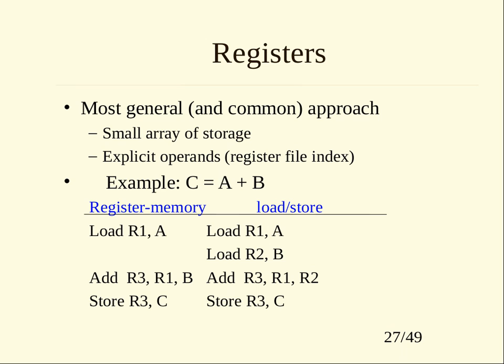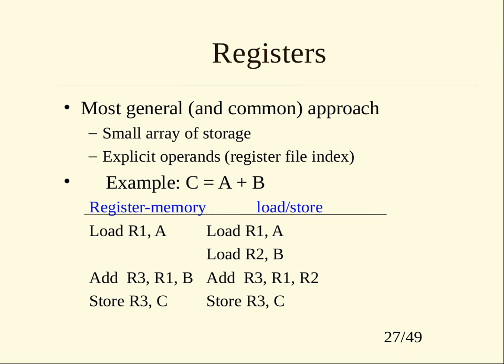Then of course came registers. This is definitely the most common and general approach. You have a small array of register storage, maybe 8 registers, 16, or 32. These are just different places to hold an integer, a number. So then you could say C equals A plus B: whatever the value in register A is, add it to the value of register B, and then store it into register C.